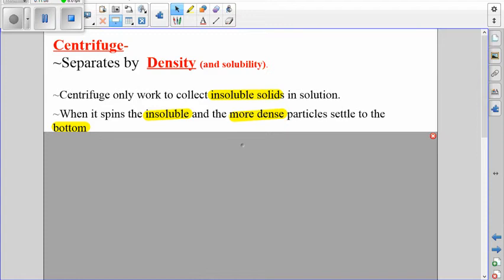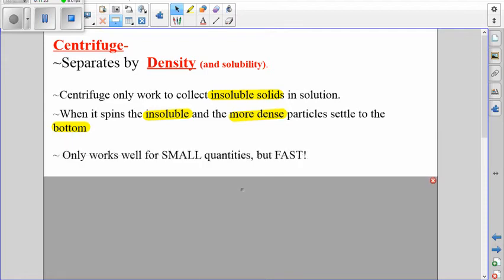And two, there has to be a difference in density. Okay? So if it's more dense, it gets flung to the bottom of the test tube. So magnesium hydroxide in this case is more dense. And that's how we can separate mixtures that way. So that's the centrifuge. It only works well for small quantities, but it is super fast.